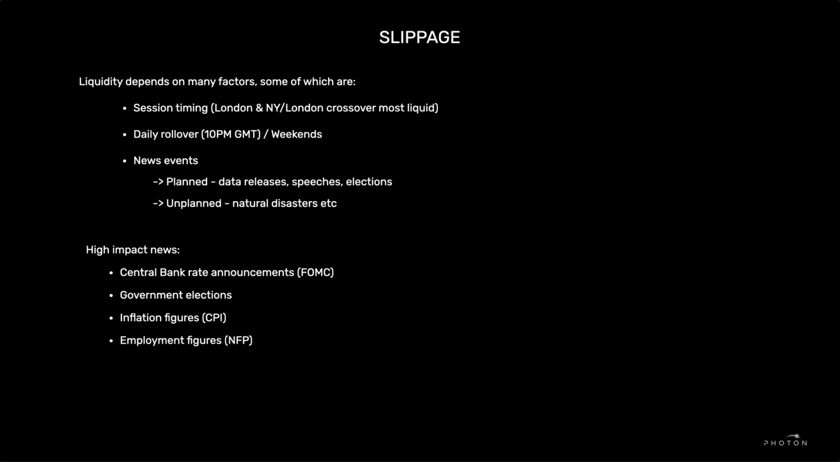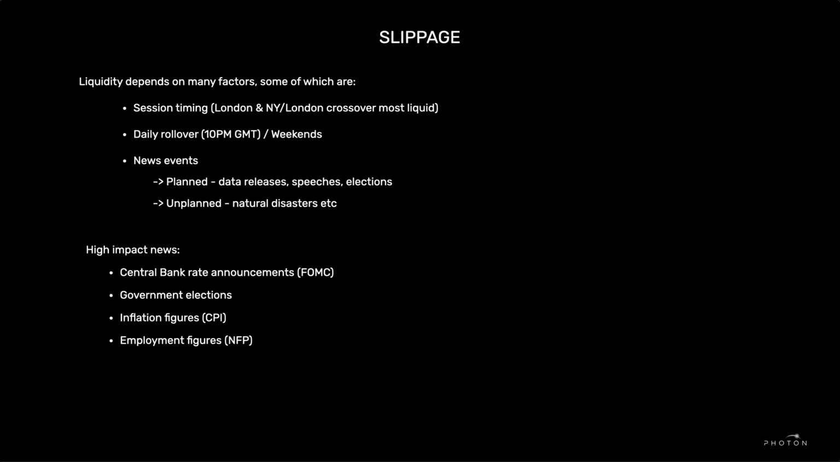So again, in brackets there we have NFP, which stands for non-farm payroll, and that is the American employment figures that are usually released on the first Friday of every month. And this also typically sees quite a large amount of intraday volatility. So yeah, do keep an eye on that. FOMC, the CPIs, and the NFP is probably one of the biggest sort of intraday movers as things stand with the current market conditions.